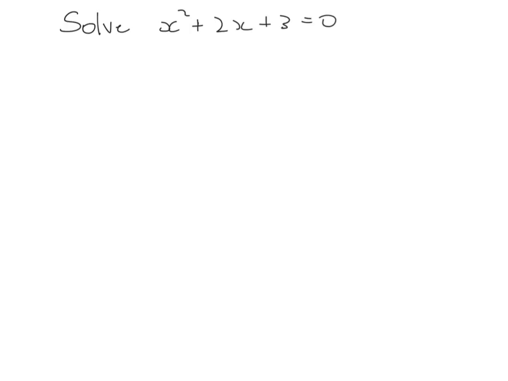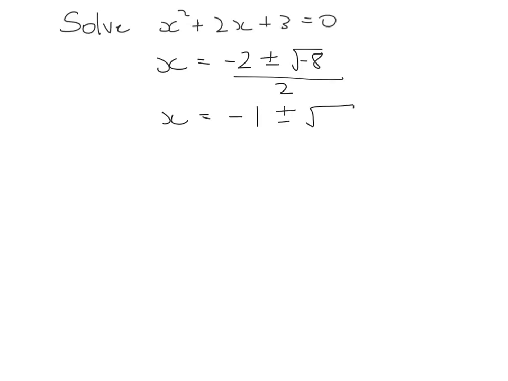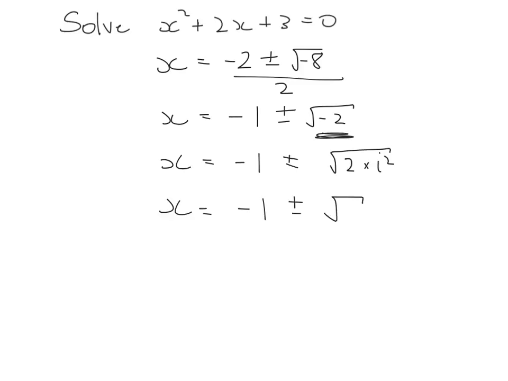If I want to solve this equation, similar to what I did in lesson 1, using the quadratic formula, x equals minus 2 plus or minus the square root of minus 8 over 2. If I simplify that by taking out a common factor of 2, I end up with minus 1 plus or minus the square root of minus 2. This is where, because we've got a negative under the square root sign, if I change that to the square root of 2 times i squared, since i squared is minus 1, then x equals minus 1 plus or minus the square root of 2i. And that's the solution to that equation.